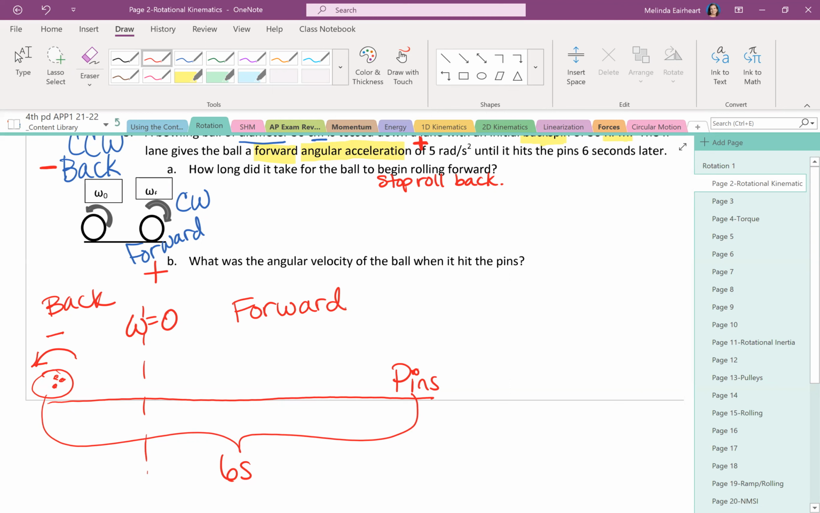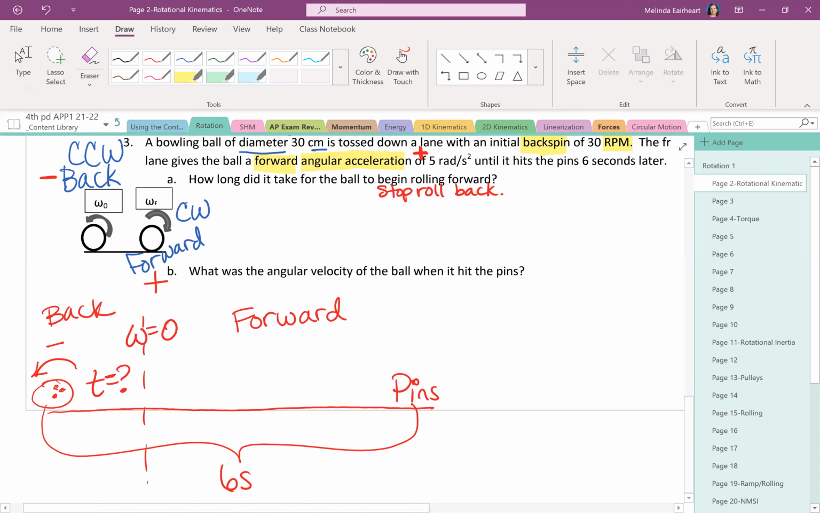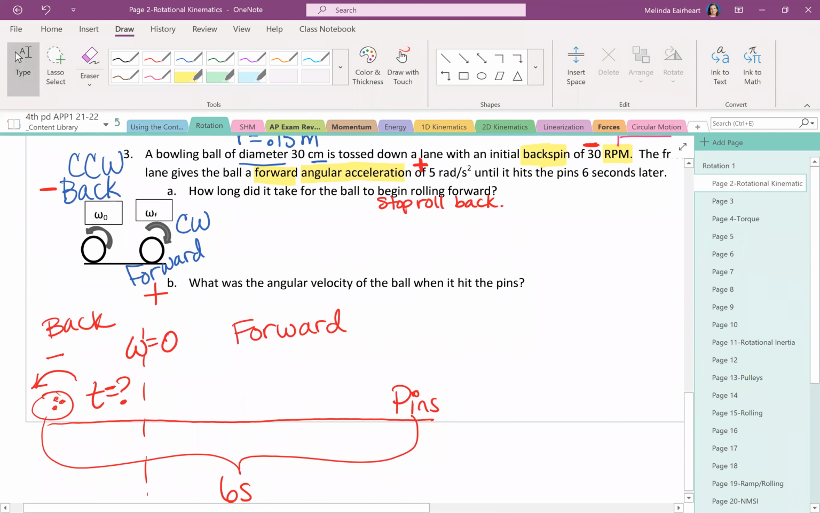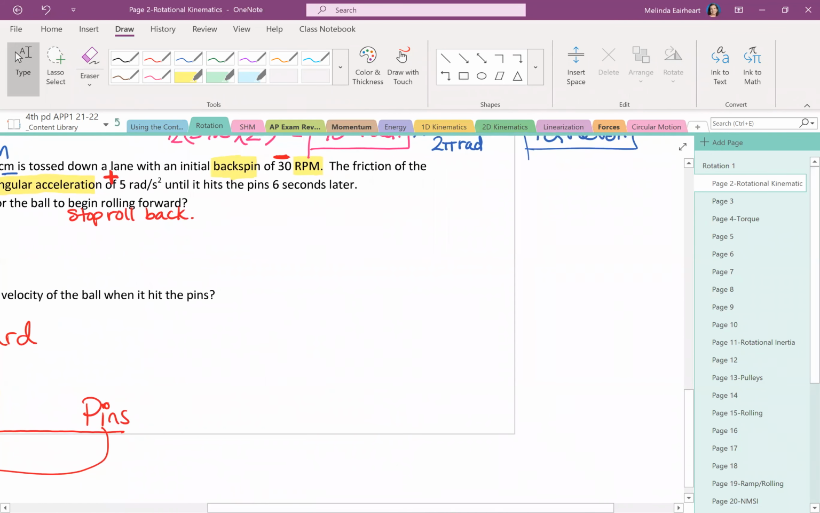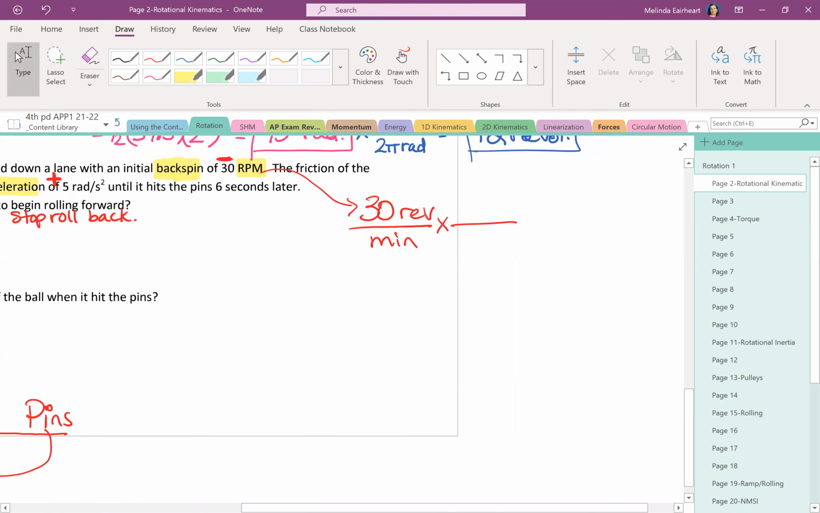Okay, and this is the time we want. We want this time. Well, I don't know the forward spin time, so we have to do some rotational kinematics. But first, maybe we should convert that 30 RPMs, okay? So I'm going to go on the side here. 30 RPMs, yes, it's negative, revolutions per minute. We want to get rid of minutes and go to seconds.